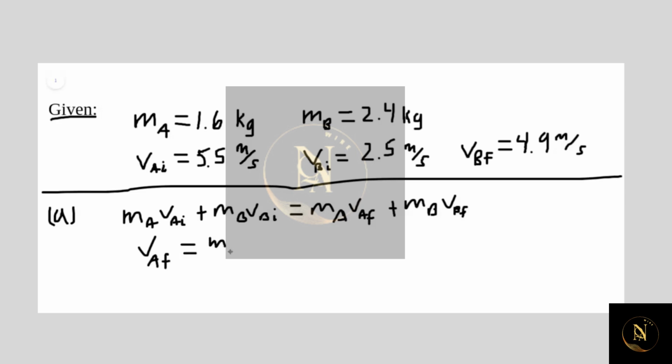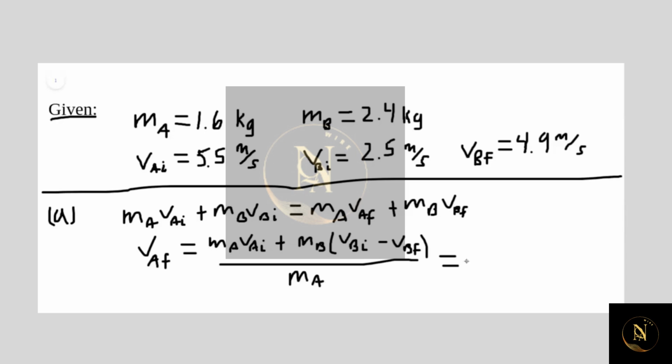It's going to be m A V A I plus, well, it's going to be m B V B I minus m B times the final velocity of B. So the mass of B is common in both of those. So just to simplify this a little bit, this is going to be m B times V B I minus V B F, and then this is all divided by the mass of A. So plug everything into this expression. This comes out to be 1.9 meters per second.